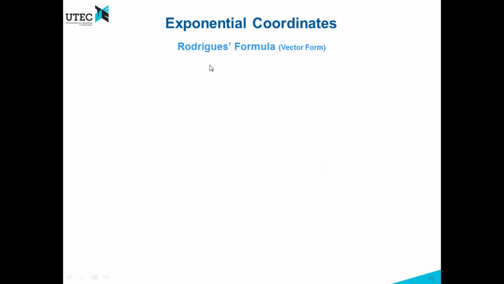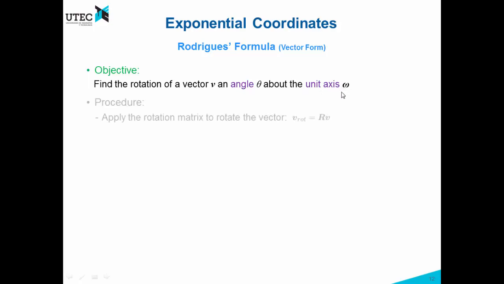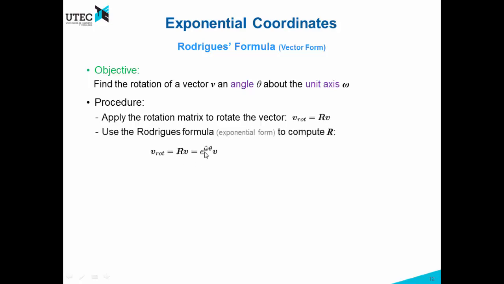We have another Rodrigues formula, which is called the vector form of the Rodrigues formula. The objective here is to find the rotation of a vector, an angle theta, about the unit axis omega. The procedure is to apply the rotation matrix to rotate the vector, as we have seen before. But in this case, this rotation is generic, so we have to apply the Rodrigues formula to this rotation. So this rotation will be this exponential form of the Rodrigues formula.